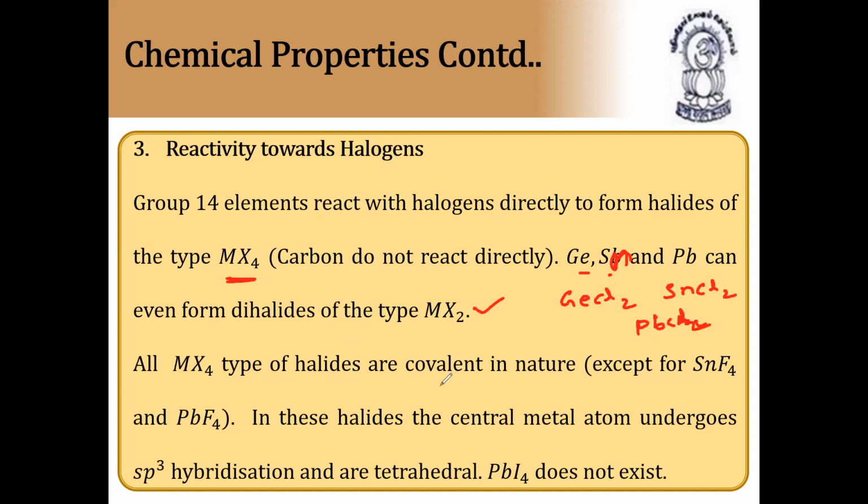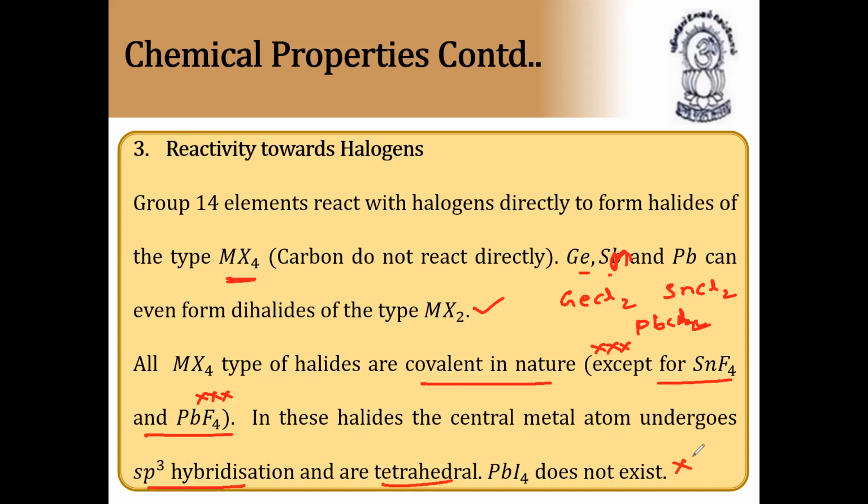All MX4 type halides are covalent in nature except for SnF4 and PbF4, because fluorine is more electronegative. They are ionic. So please make a note. This exception is very important. Usually all MX4 type halides are covalent in nature except for tin tetrafluoride and lead tetrafluoride. These are ionic in nature. In these halides, the central metal atom undergoes sp3 hybridization and they are tetrahedral.